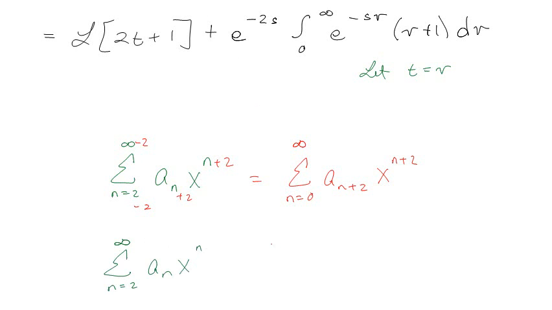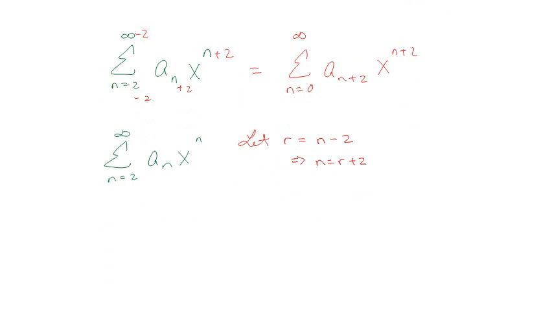What I could have done is said, let r equal, I don't know, n minus 2. And then I could have said, so that means that n is equal to r plus 2. Then I could have come through here and done a change of variable. So everywhere I see an n, I'm going to put an r plus 2. And remember, this is really n going from 2 to infinity, so instead of n, I'm going to put r plus 2.